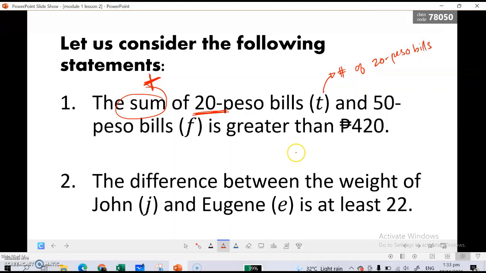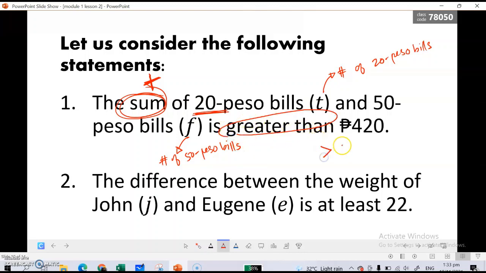Hindi naman sinabi kung ilang 20 peso bills ang meron ka. So, meron ka ring 50 peso bills. So, etong F, eto din yung number of 50 peso bills. So nakalagay dyan, pag in-add daw, yung lahat ng 20 peso bills mo at lahat ng 50 peso bills mo, greater than 420 daw yan.